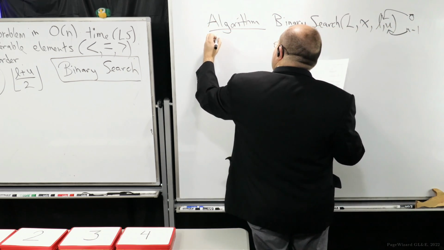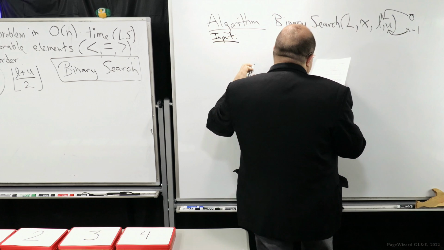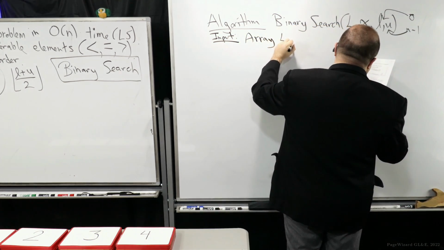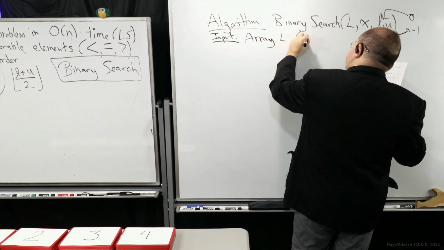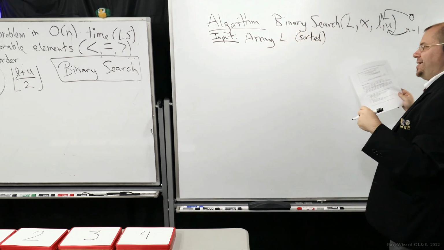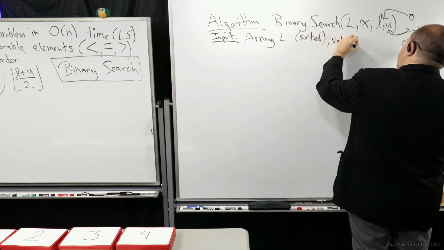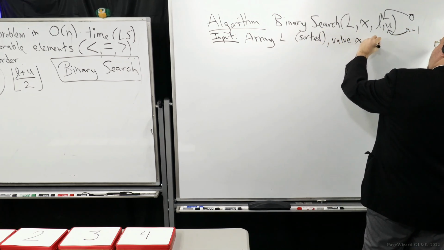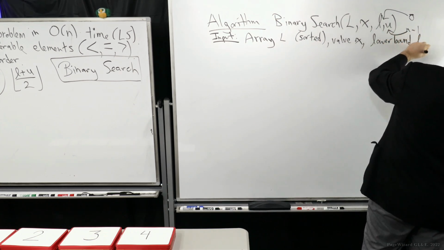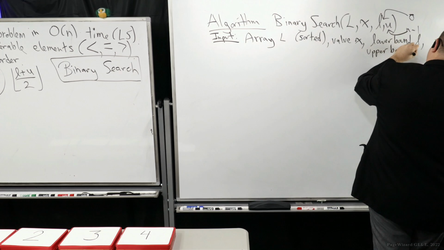So there's the input and the output. Make sure you always state this stuff. It's got to be very clear for your reader. We have array L. And I must stress that this is a sorted array, so it means that we're considering a special case of the search problem. We have a value X, lower bound L, upper bound U. So these are lower and upper bounds on our guess.